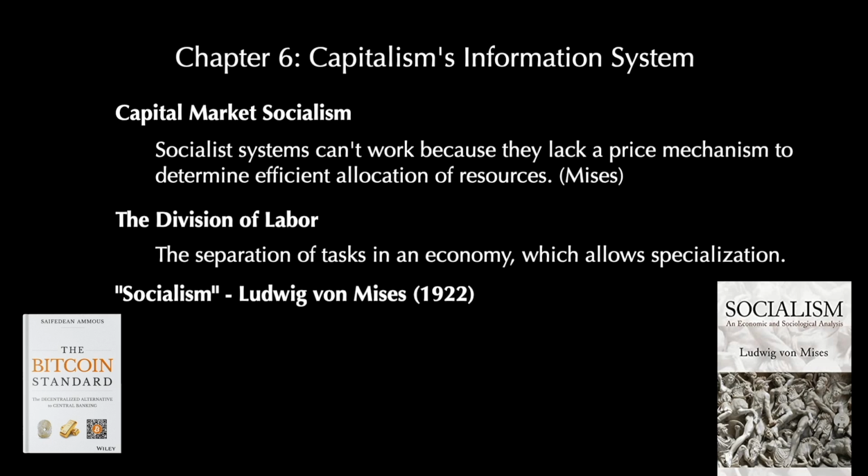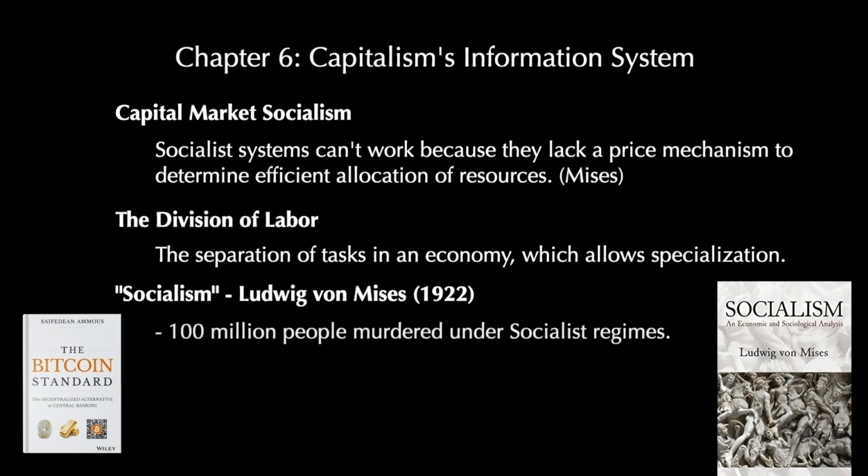After a century in which around 100 million people worldwide were murdered by socialist regimes, this punishment was clearly not theoretical, and the incentives to work were probably stronger than in a capitalist system. There must be more to socialist failure than just incentives, and Mises was the first to precisely explicate why socialism would fail even if it were to successfully overcome the incentive problem.